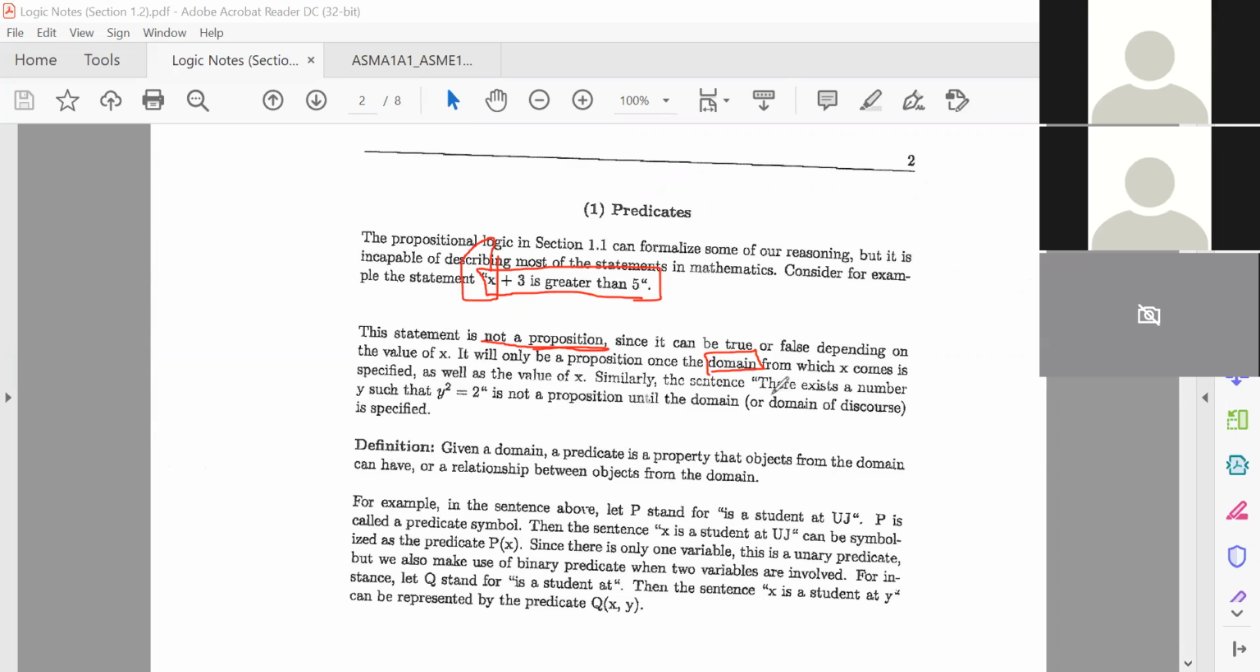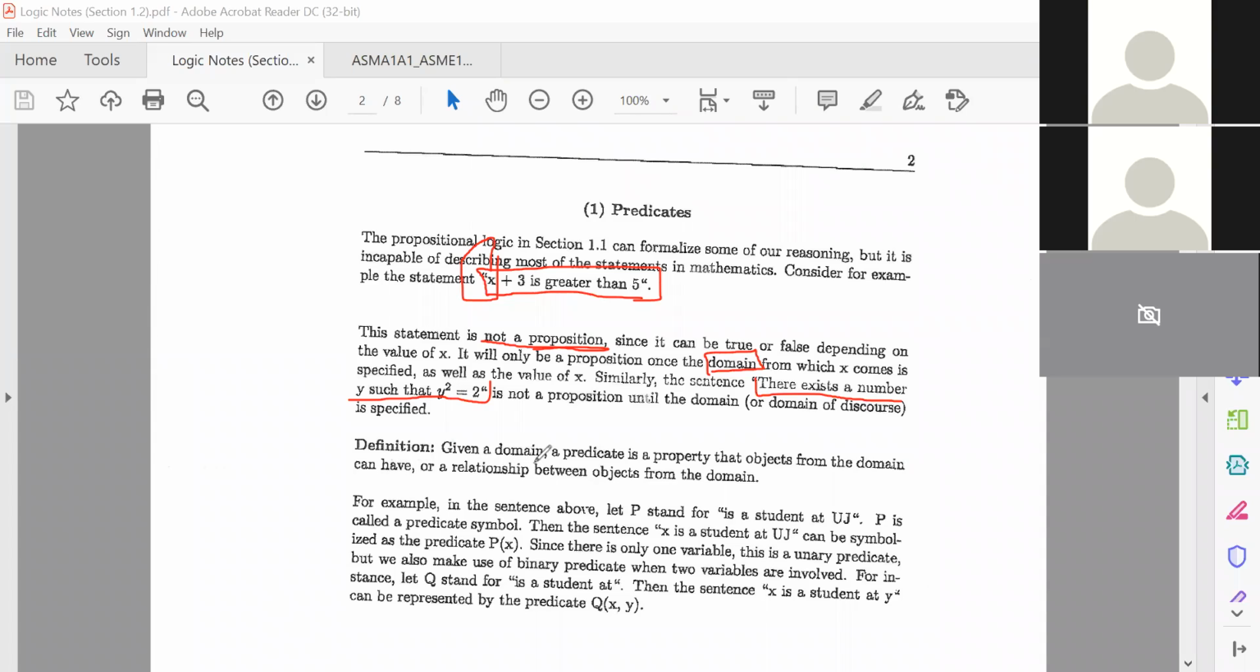Another statement, let's say we say there exists a number y such that y squared equals 2. Again, there is a problem there. You're saying that there exists a number y such that y squared equals 2. Now the question is, where does y belong? You need to specify some sort of domain. Without the domain, it is not a proposition. Let's go to the definition.